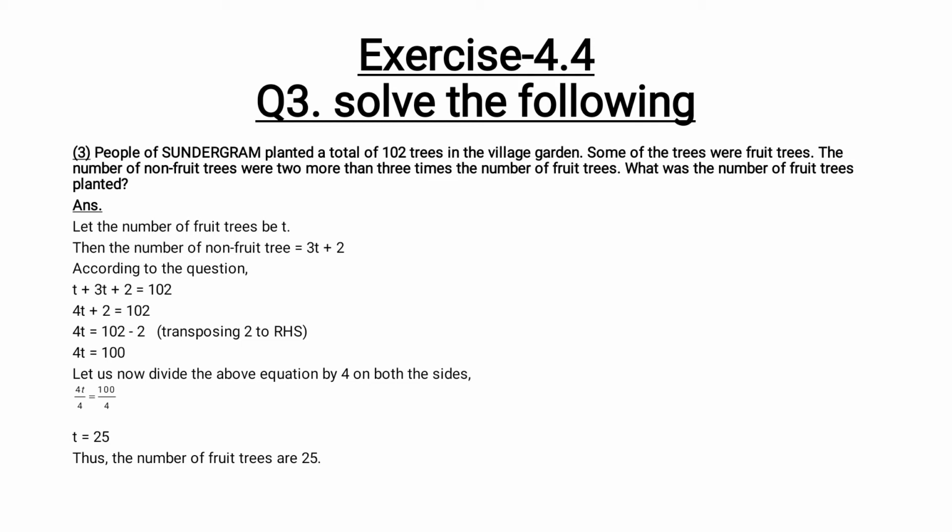Here let us divide the above equation by 4 on both the sides. Thus after dividing the above equation we get the value of t as 25 and thus we can say that the fruit trees are 25.